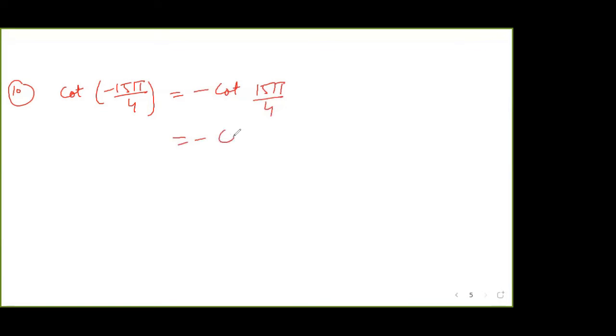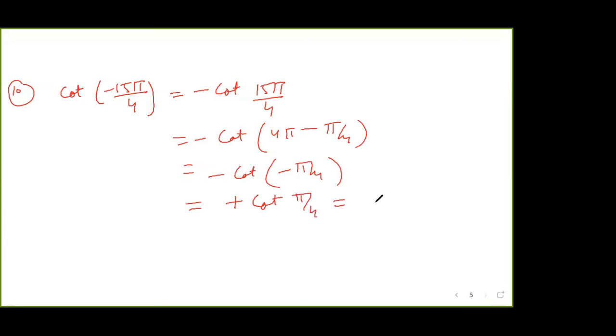Now simplify it. Cot of 15 pi by 4 can be written as 4 4s are 16, 4 pi minus pi by 4. 16 minus 1, that is 15, 15 pi by 4. This is minus of cot minus pi by 4. And cot of minus is again positive. Cot pi by 4, and this comes out equal to 1. This is the solution of question number 10.